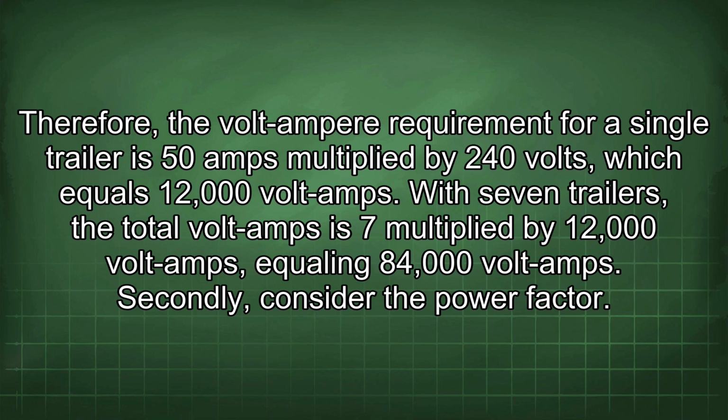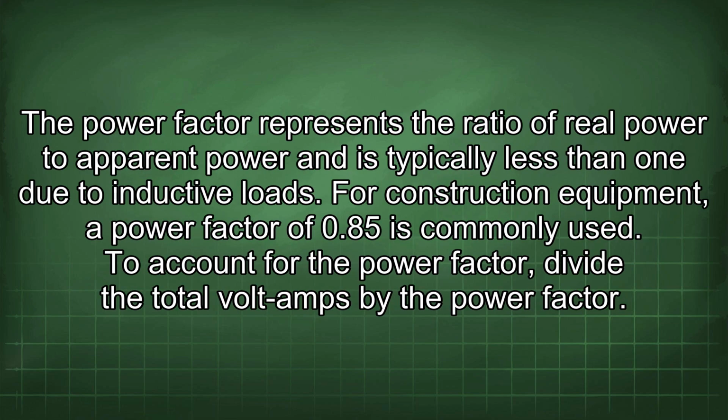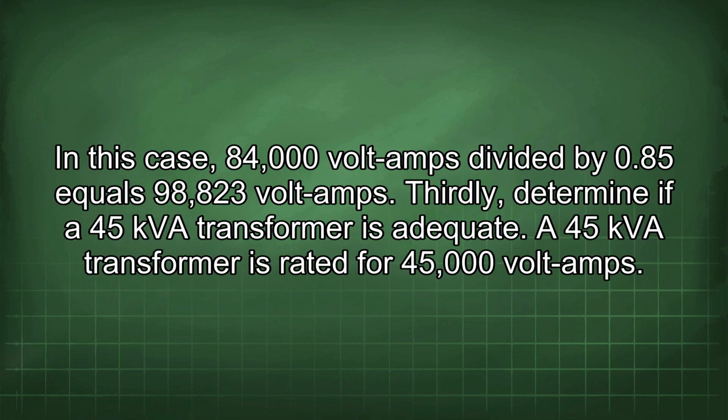Secondly, consider the power factor. The power factor represents the ratio of real power to apparent power and is typically less than 1 due to inductive loads. For construction equipment, a power factor of 0.85 is commonly used. To account for the power factor, divide the total volt-amps by the power factor. In this case, 84,000 volt-amps divided by 0.85 equals 98,823 volt-amps.